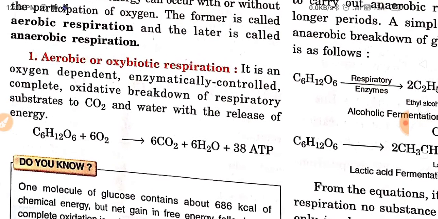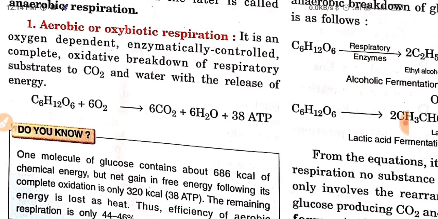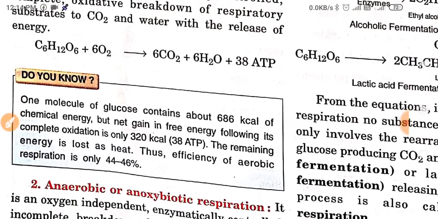So first we read in detail about aerobic or oxybiotic respiration. It is an oxygen dependent, enzymatically controlled, complete oxidative breakdown of respiratory substance to CO2 and water with the release of energy. So you can see here that complete oxidation or breakdown of glucose occurs, and carbon dioxide, water, and 38 ATP molecules are produced.